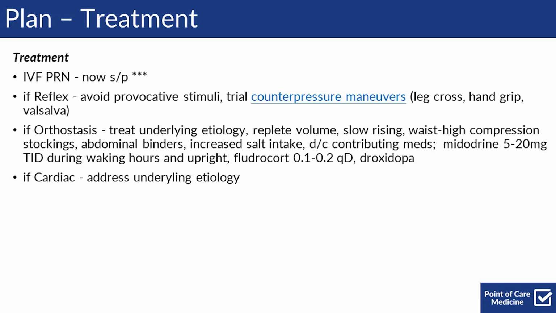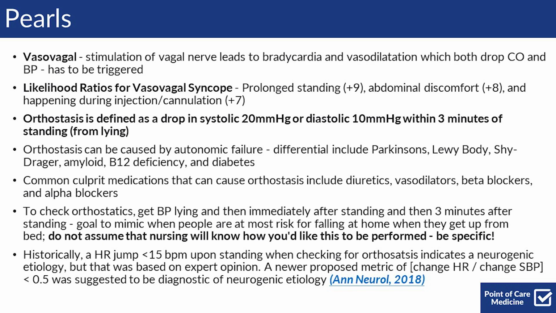And if that doesn't work, you can start to think about things like medicines. And this can include midodrine, which is usually taken at max 10 to 20 milligrams 3 times daily during your waking hours, and when you're not lying down or standing upright. And then you can also consider fludrocortisone, and then lastly, droxidopa, which is a medicine that's rarely given just because it's so expensive right now and is rarely covered. And obviously, if you have cardiac etiology of syncope, then that's something you have to address, and you have to address the underlying etiology. So let's talk about some pearls.